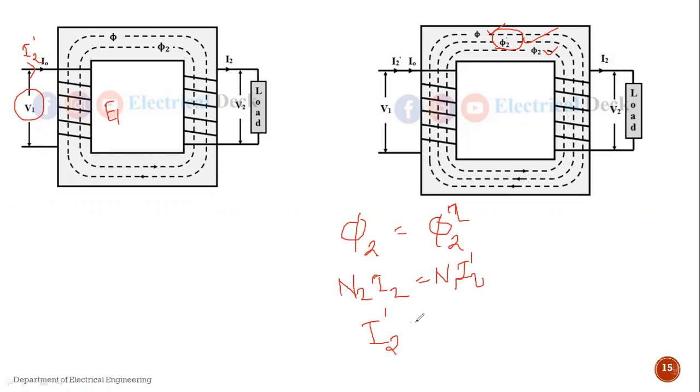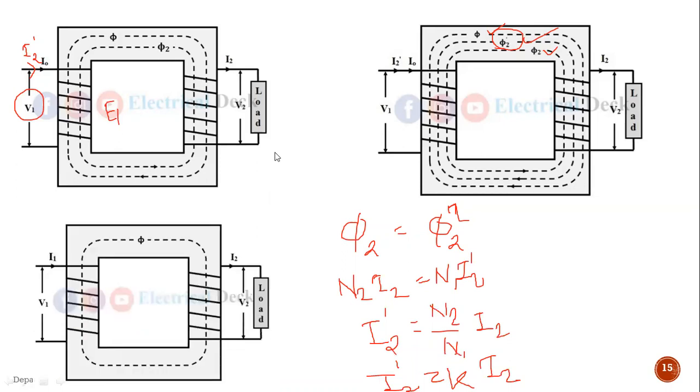So I2 dash equals, shifting N1 to the left hand side, N2 divided by N1 into I2. N2 divided by N1 is nothing but K, the transformation ratio. So we can write this equation: I2 dash is equal to K into I2.